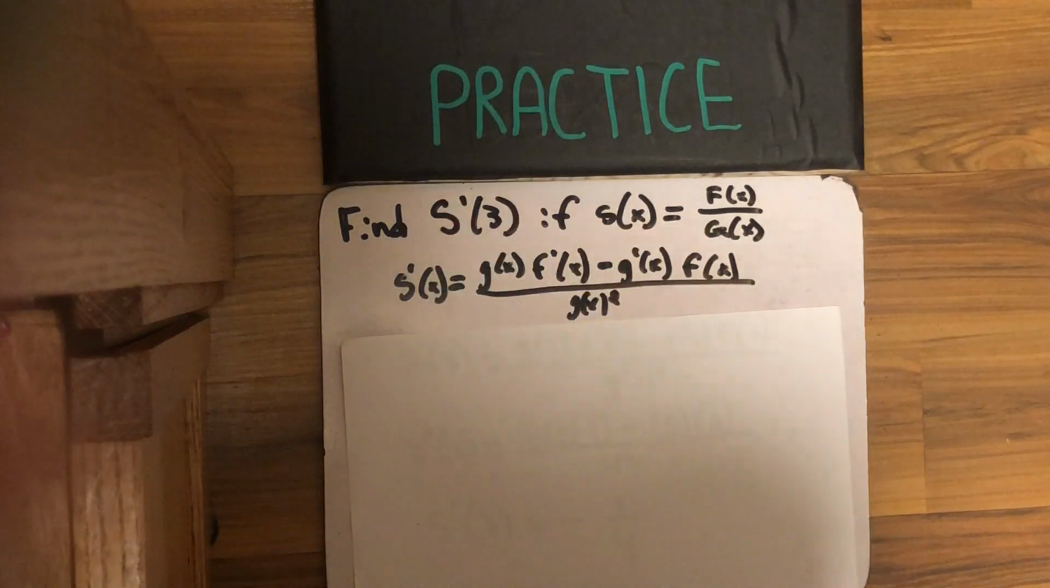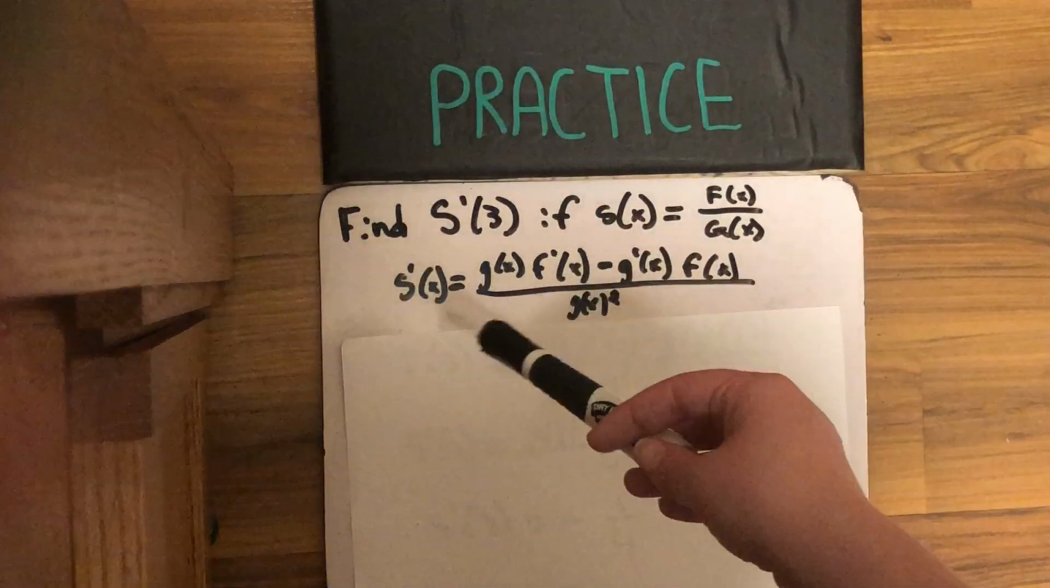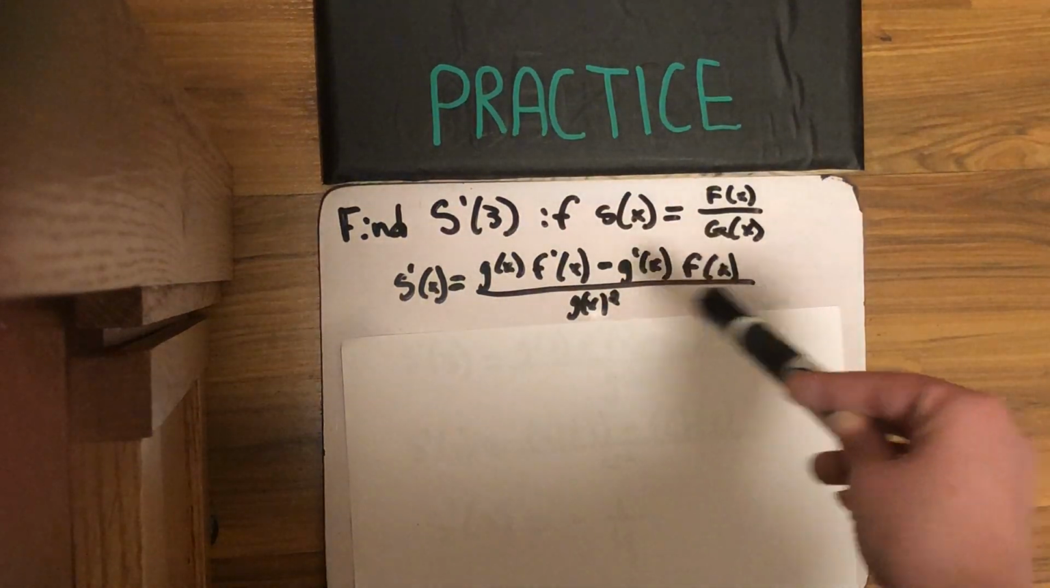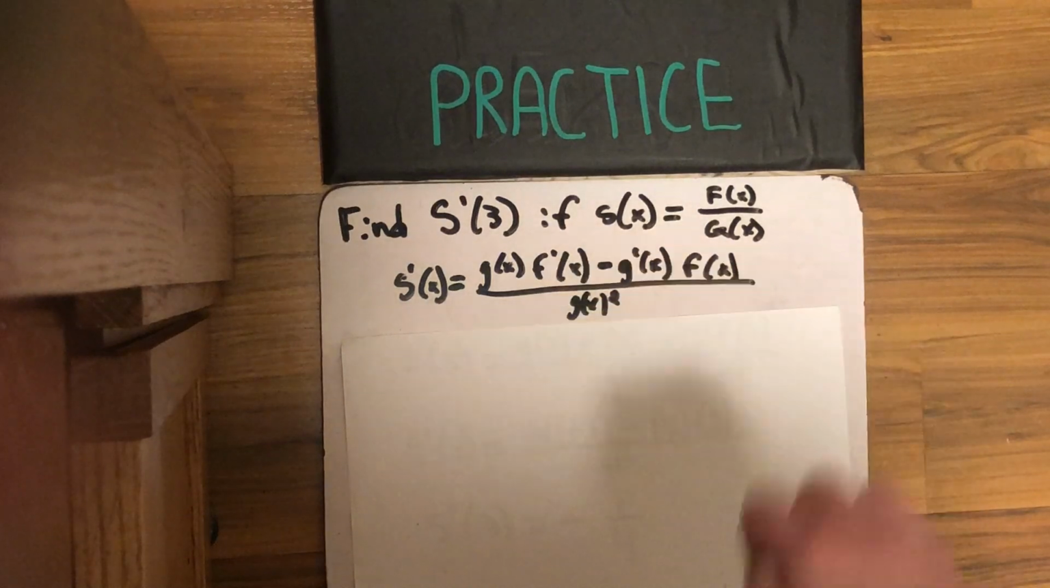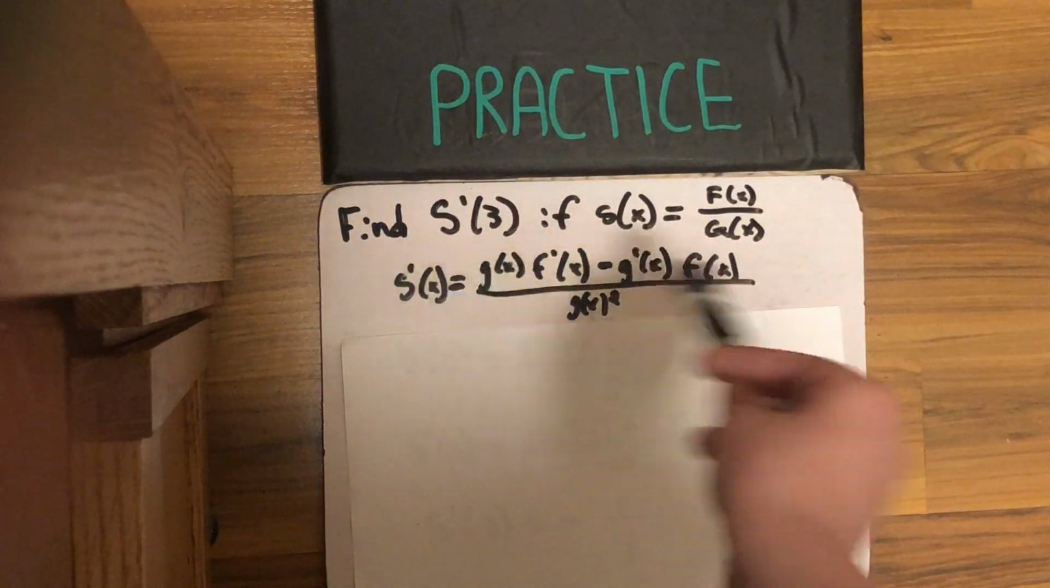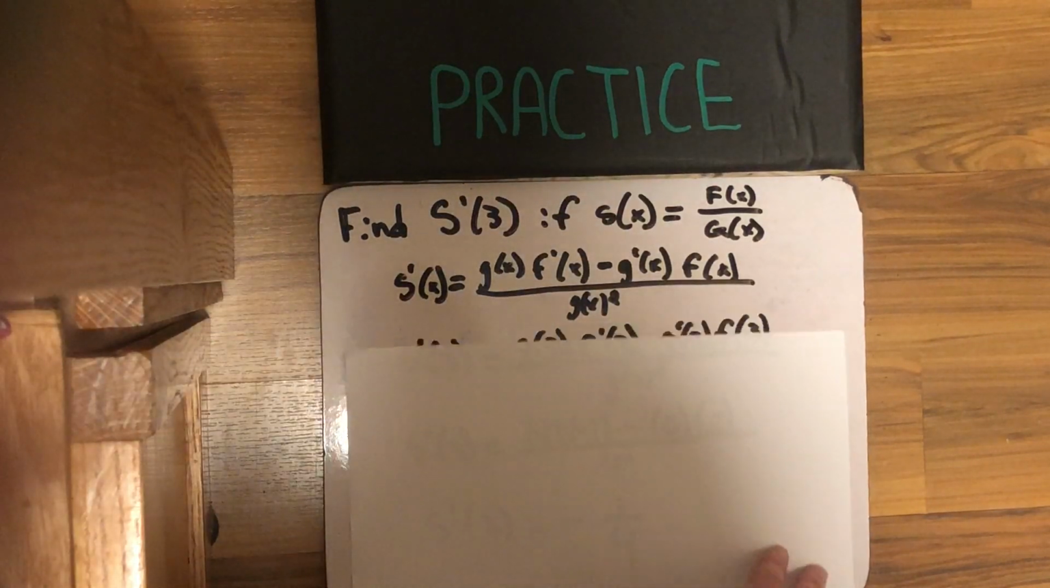Using the quotient rule formula, we can see that s prime of x equals g of x times f prime of x minus g prime of x times f of x, all over g of x squared. So now, since we need s prime of 3, we're going to plug in 3 for x.